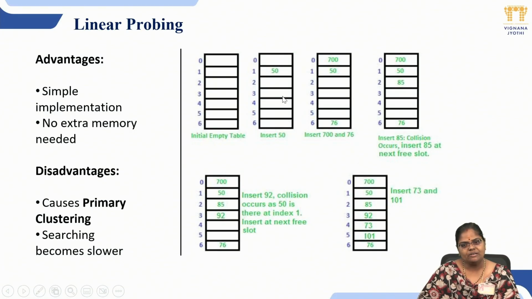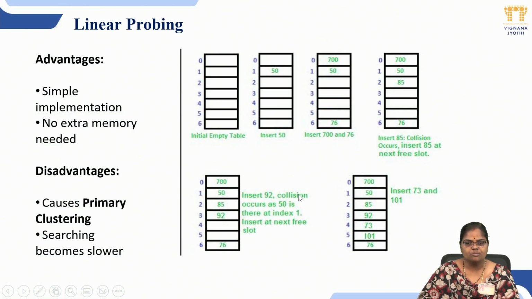So this is another example where we try to store keys. Initially the hash table is empty. First we insert 50, next insert 700 at location 0 and 76 at index 6. When we try to insert 85, the location we get is 1, where it is already occupied. So we go for the next available slot, that is 2.